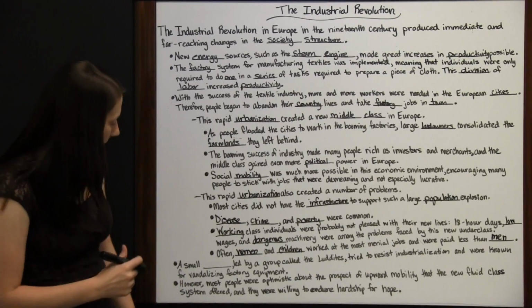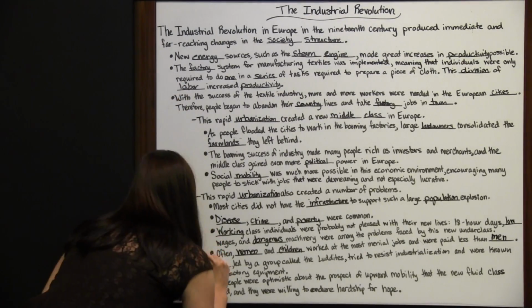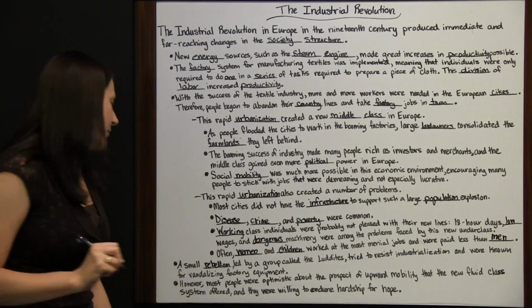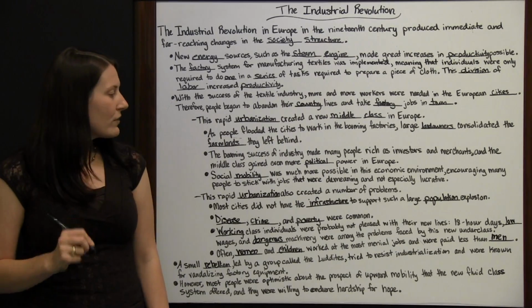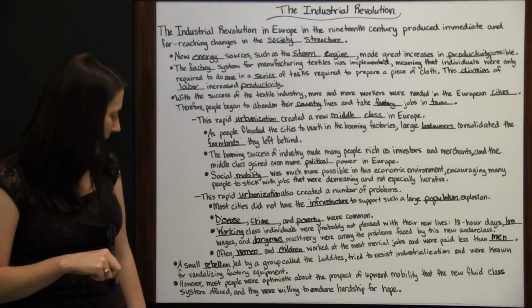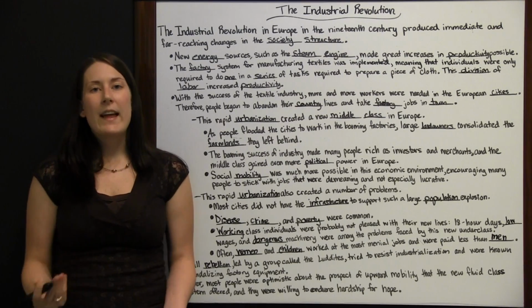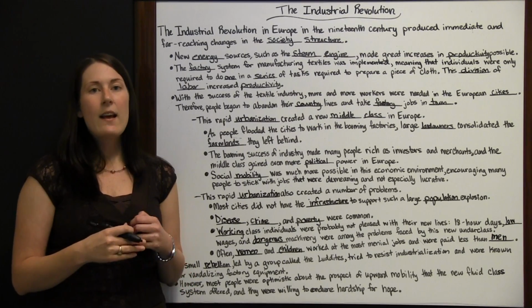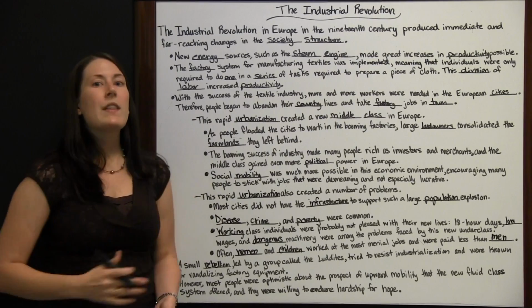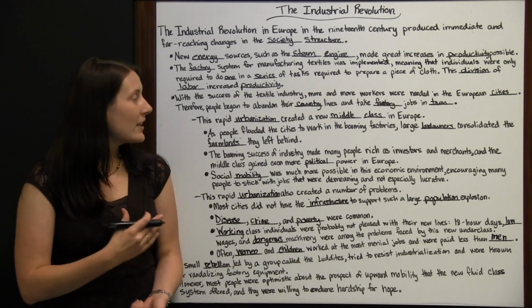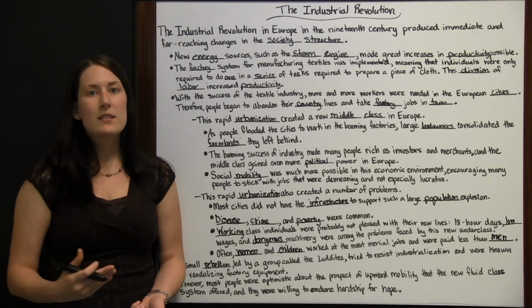A small rebellion led by a group called the Luddites tried to resist industrialization and were known for vandalizing factory equipment. So they were one group who did not like this industrialization. They didn't like all the bad things they saw come with it, and they didn't like the social class changing, and they said, okay, we don't want all this industrialization.